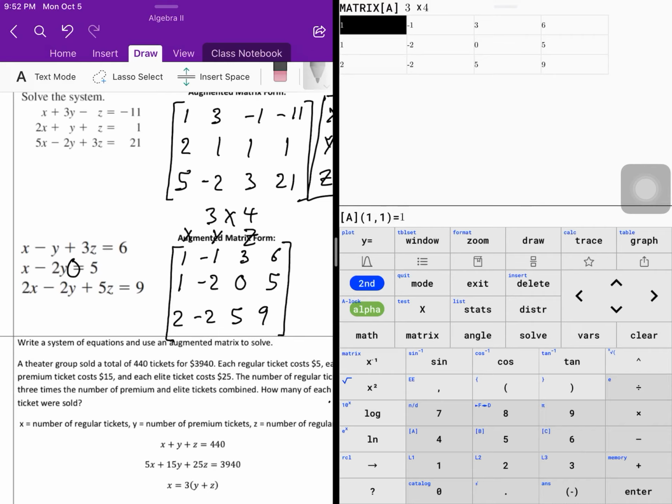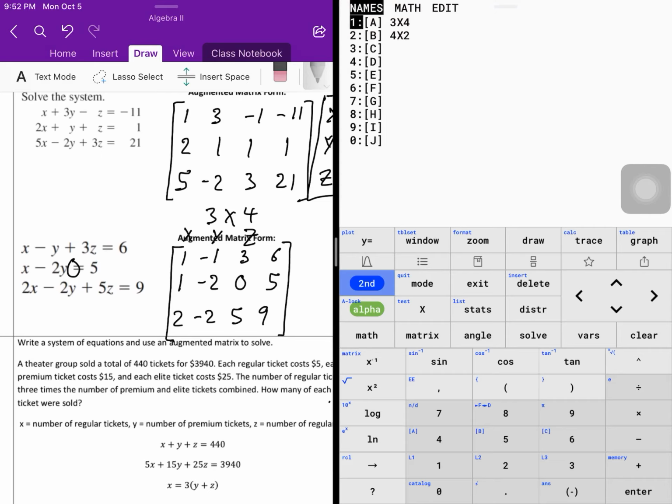Okay, so there we go. Got it typed in. So I'm going to go back and I'm going to hit matrix. Oh, sorry, I have to exit out. I got to go back to the home screen first. So second, quit. And then I hit matrix. I want that number 9, the double R. And then I got to select my matrix, matrix A, enter.